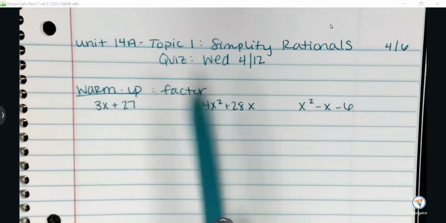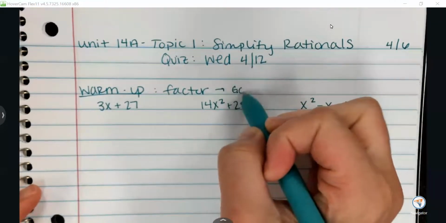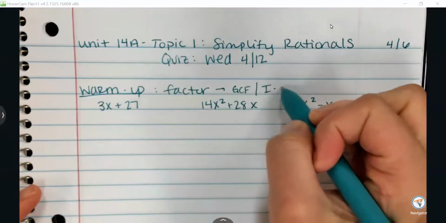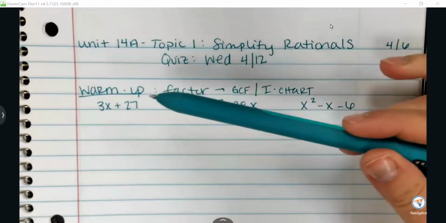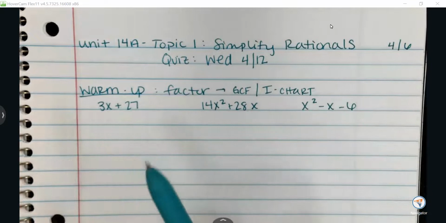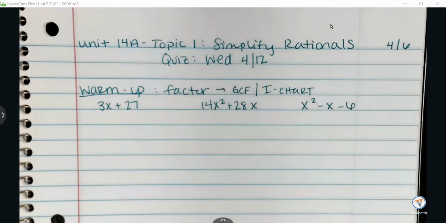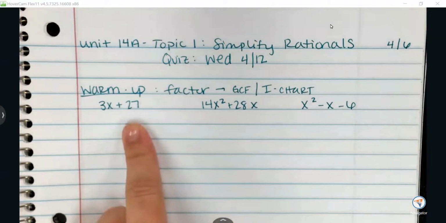So my warm-up says to factor. Factor means you either take out a GCF or you make an eye chart. Those are your only two options. So problem number 1. Can I make an eye chart with problem number 1? Yes or no? Why not? There's not even an x squared. So that means all I can do is take out a GCF.